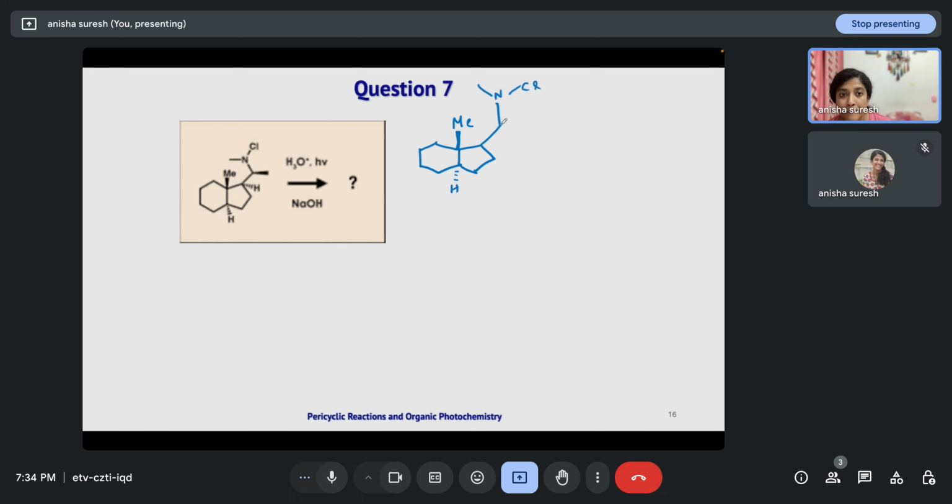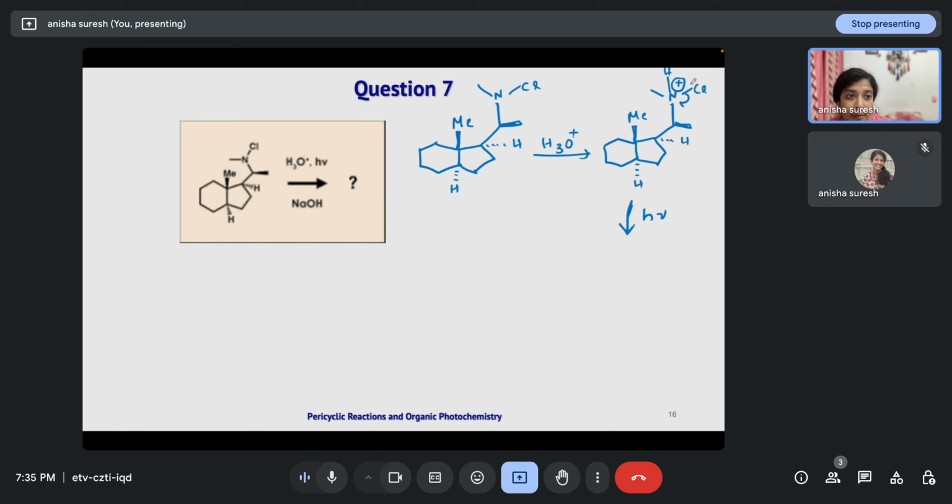MENCl. So in the presence of H3O plus, the nitrogen will get protonated, leading to formation of NClH plus. So this intermediate will be forming, that under h nu condition.